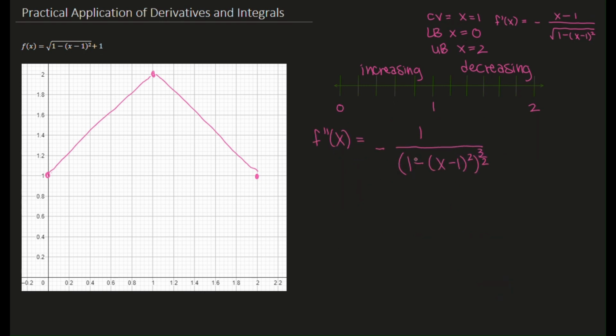Just like my first derivative told me if my function was increasing or decreasing, my second derivative will tell me if my curvature is facing upwards. I will get a second derivative that is positive. And if my curvature is facing downwards, my second derivative is negative.